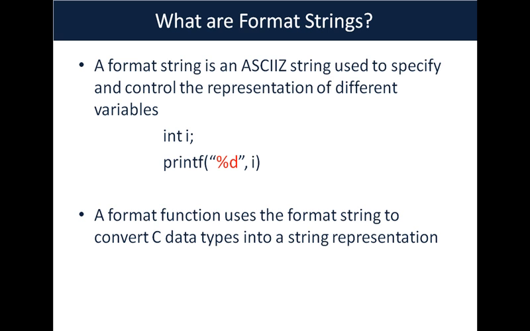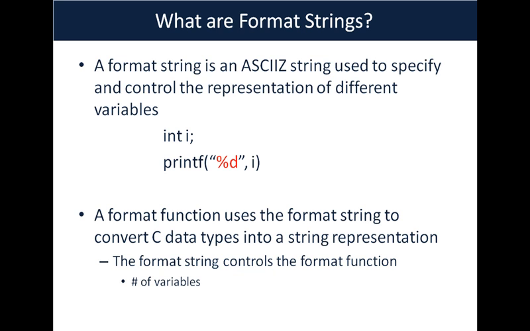So the next question, of course, is exactly what is a format function. A format function, for example printf, uses this format string to convert C data types into a string representation. It is important to note here that the format string controls the various aspects of execution of the format function. We will look into this a bit later. But what it uses to control it is basically the number of variables which are specified in the format string and their representation in the result.